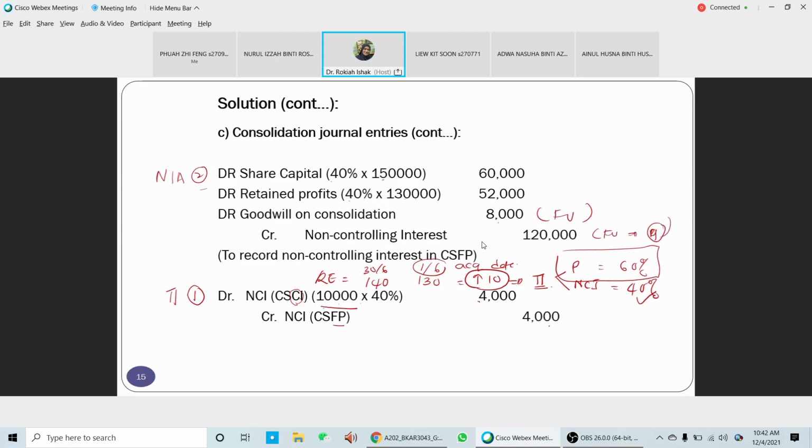Okay, so that is what you have for the step acquisition. Step acquisition is when you start without control, and then after that you add some more shares until you get control of that company.